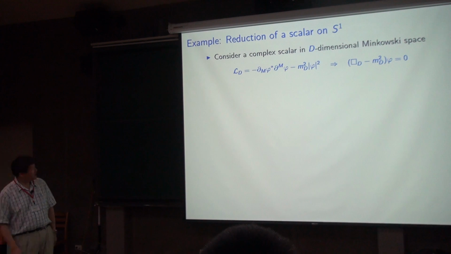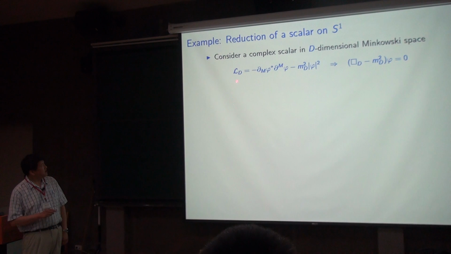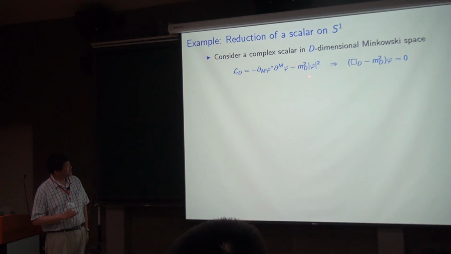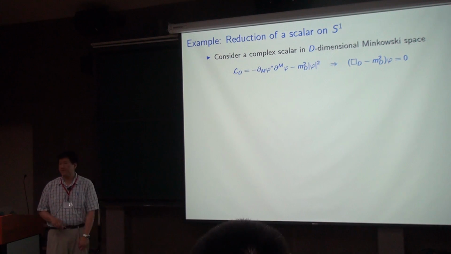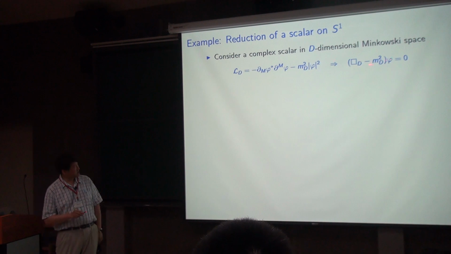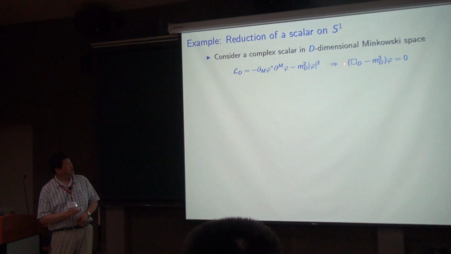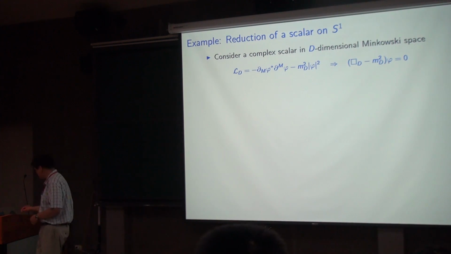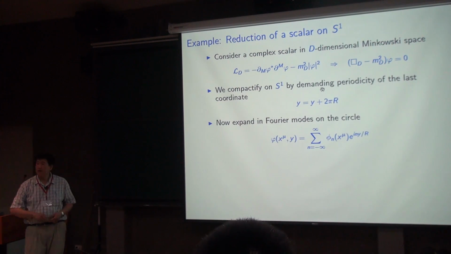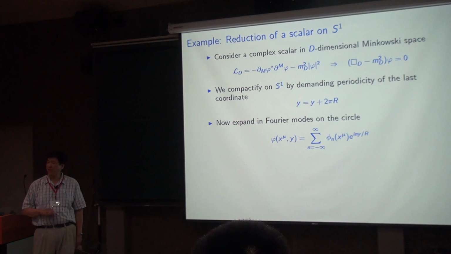A free scalar has a very simple Lagrangian, which is basically just (dφ)^2, and I introduce the higher dimensional mass term just for fun. The mass term is completely optional. This gives you the familiar Klein-Gordon equation, box minus m^2 phi equals 0, where this is the higher dimensional box. So the natural thing is to say, if I'm going to compactify this on a circle, let me call my circle dimension y.